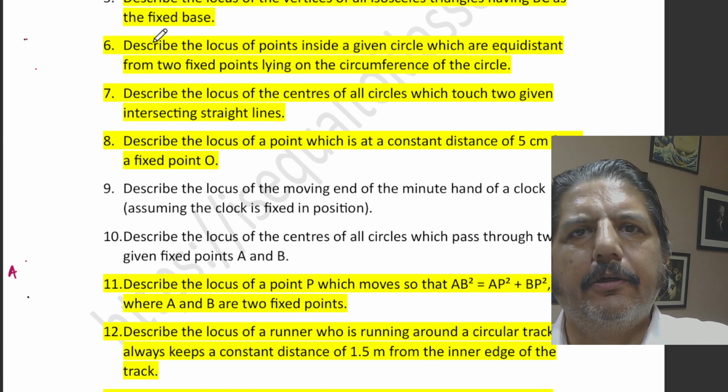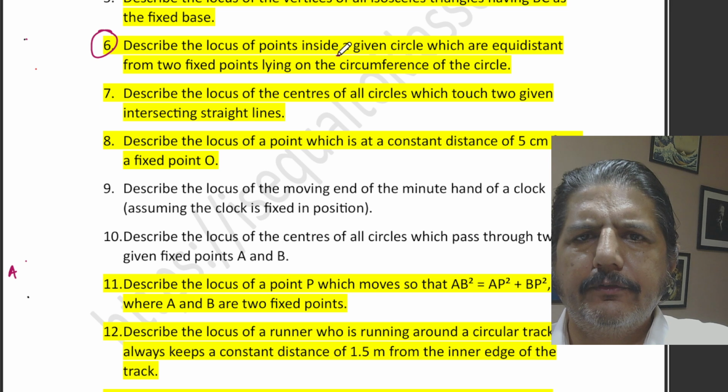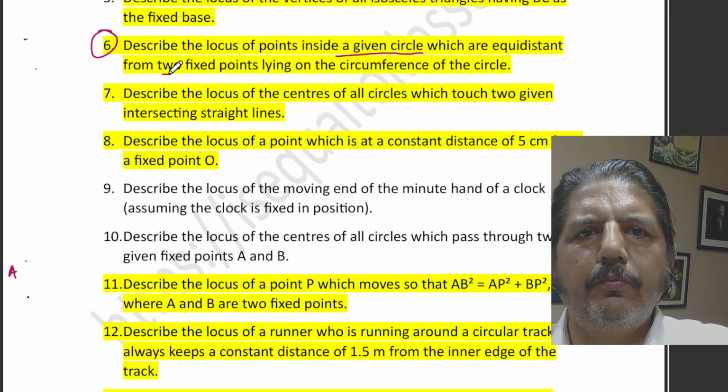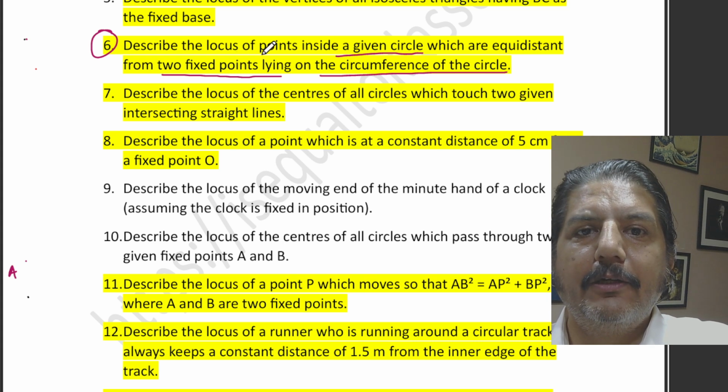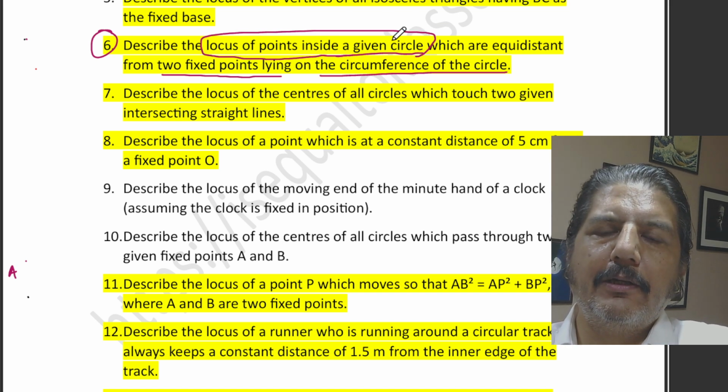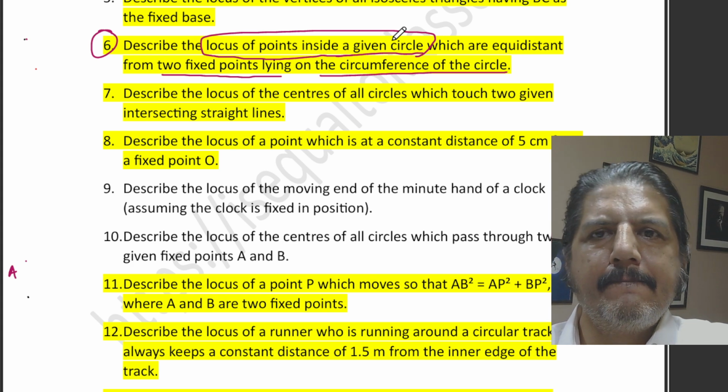So let's look at question number 6 now. Describe the locus of points inside the given circle, which are equidistant from two fixed points lying on the circumference of the circle. So this is an interesting problem. And one thing that we need to understand is that we are finding the locus of points which are inside the circle. That is the first information that we need to digest.